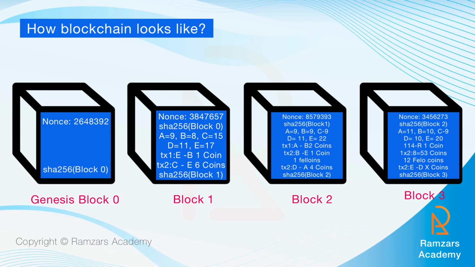Imagine in block 1 that A's balance is 9 tokens, B's balance is 8, C's balance is 15, D's is 11, and E's is 17. In this block, there are two transactions that are initiated, where E transfers 1 coin to B and C transfers 6 coins to E. As you know, these transactions have happened. The new block, that is block 2, must accurately reflect the new balances in line with these transactions. A new block, that is block 1, is then added to the blockchain, and you will notice that there is a SHA-256 for this block, which is the signature of this whole current block.